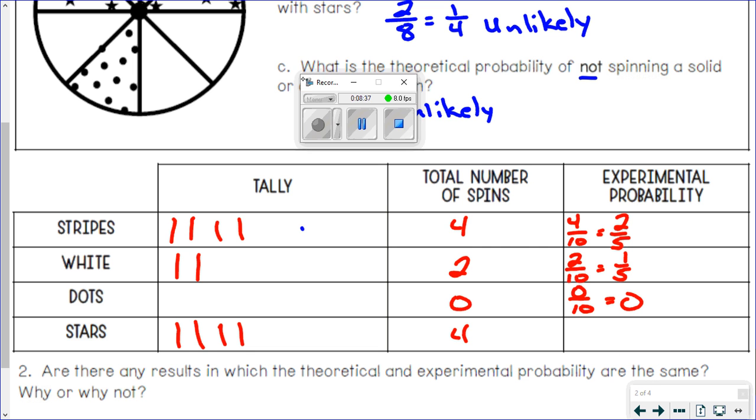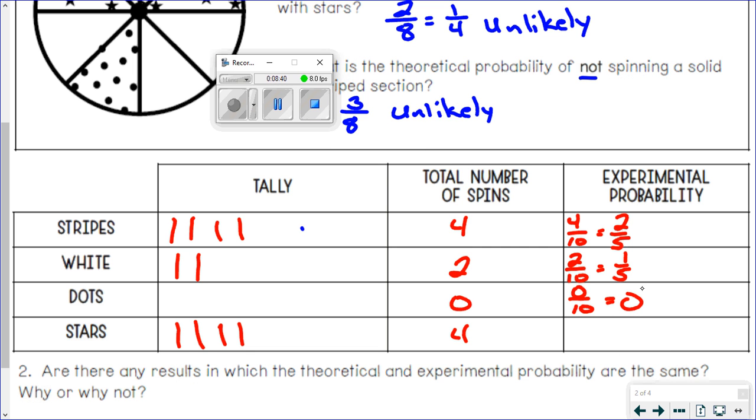Now keep in mind, what does a probability of 0 mean? That means that it's impossible. Well, is it really impossible for it to land on dots? No, it's definitely not impossible. So that's why the more times you do the experiment, the better your results are going to be. Because I guarantee you, if we spun this 100 times, it's going to land on dots, at least some of those times. So stars, we got 4 out of 10, which is 2/5. So are there any results in which the theoretical and experimental probability are the same?